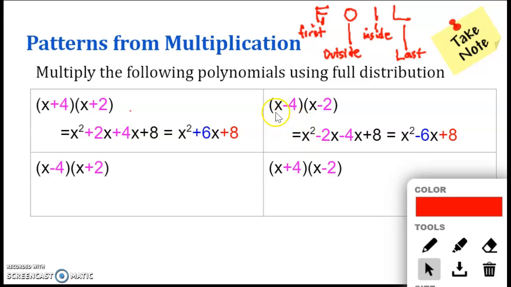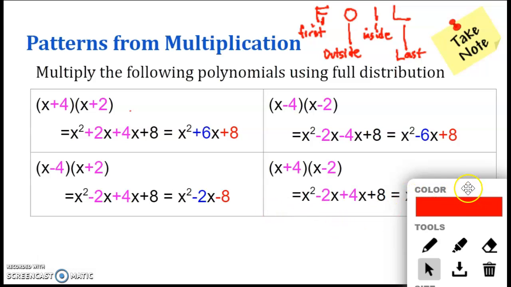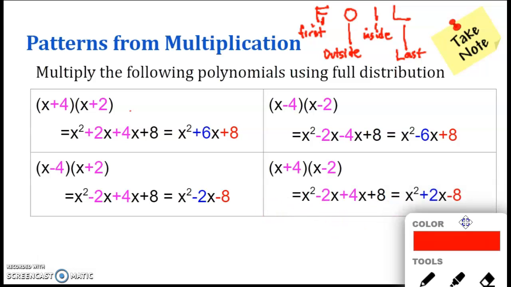first with first is x squared. Outside, the x with negative 2 is negative 2x. Inside is negative 4 times x, which is negative 4x. And then last is negative 4 times negative 2, which is positive 8. Then you combine like terms and you are left with x squared minus 6x plus 8. And similarly, you do the same process and these are the numbers you're going to be left with.